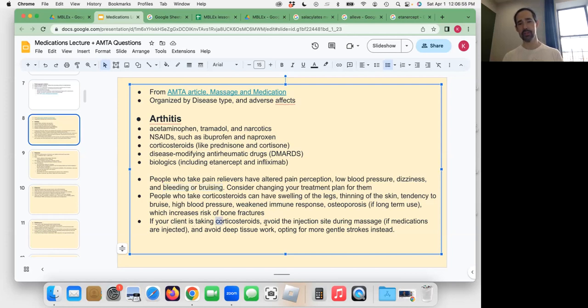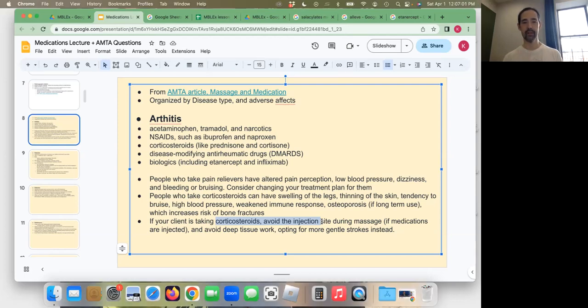Also, sometimes corticosteroids can be taken orally or they can be injected. And if there has been an injection, please avoid the injection site. That's a local contraindication, piercing of the skin, an invasive event across the skin. Same for insulin. If the insulin is injected, you definitely want to avoid the injection site during the massage. That's a local contraindication. Also, just to reiterate, avoid deep tissue work and use more gentle strokes. Any questions about arthritis? There's a lot of information here.